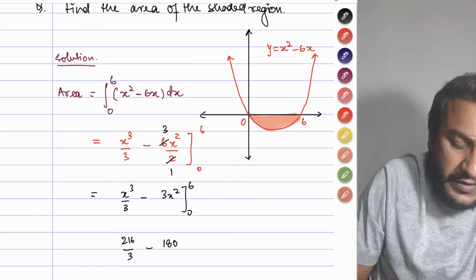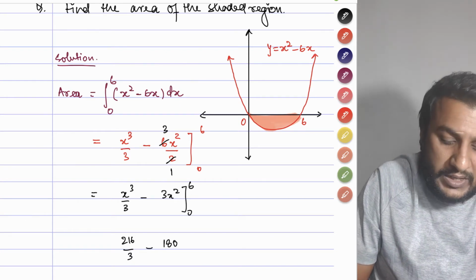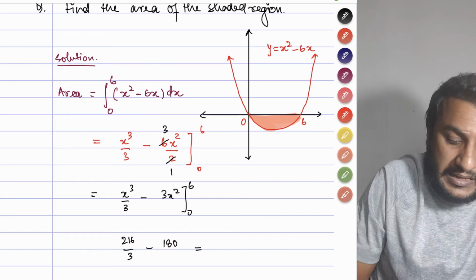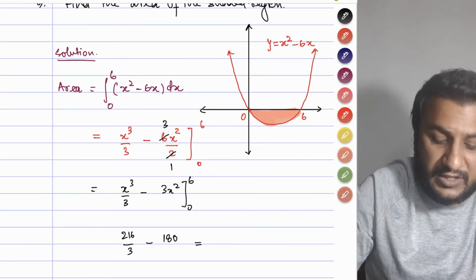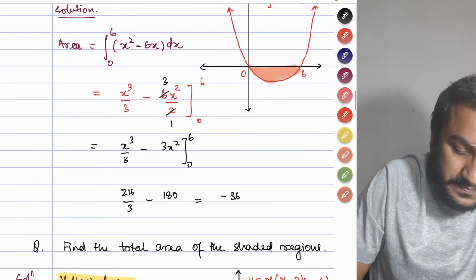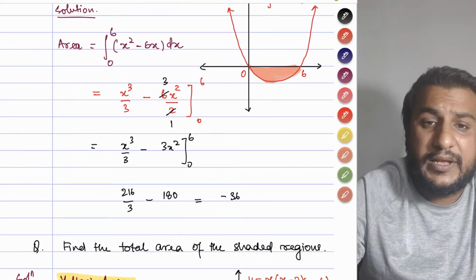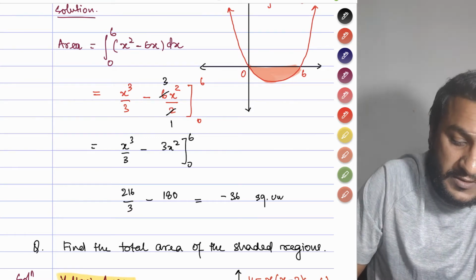Now we can simplify this part. 216 divided by 3 minus 108. So you can take LCM and you can write down the answer. So over here, if you simplify this part, your answer would be negative 36. Over here, your answer would be negative 36 square units.